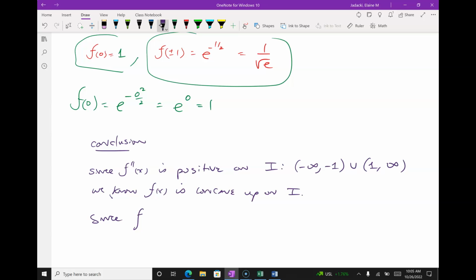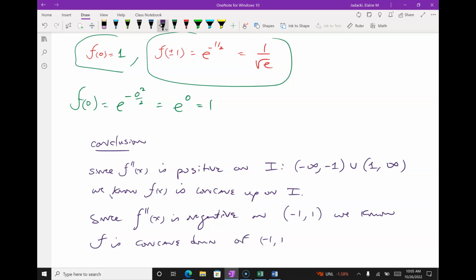Since f double prime of x is negative on minus 1 to 1, we know f is concave down on minus 1 to 1.